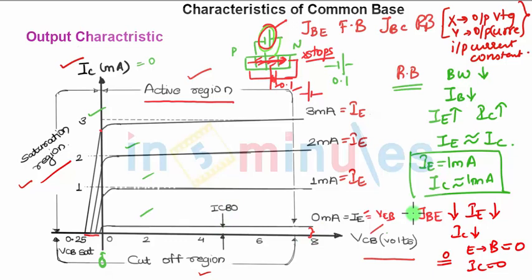Why? Because of the potential barrier, it will pull the minority carriers from the base towards the collector. So this will constitute the collector current, and hence in the cutoff region for a certain value you are getting the current ICBO, which is nothing but IC for IE equal to 0. You can say this is the concept of early effect or base width modulation applied to the output characteristics of the common base configuration.